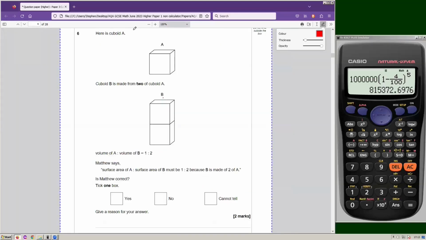Here's a cuboid A. So a cuboid, not necessarily a cube. Cuboid B is made from 2 of cuboid A. Okay, there it is. Volume of A to volume of B is 1 to 2. Yeah, fine. Matthew says surface area of A to surface area of B must be 1 to 2 because B is made of 2 of A. Well, is Matthew correct? No. And I'm just going to put in there sides missing.